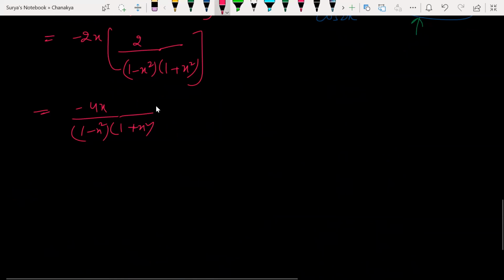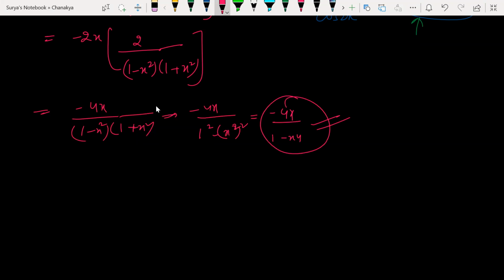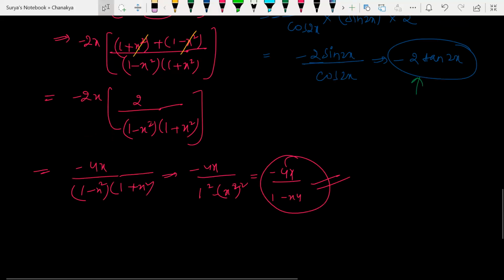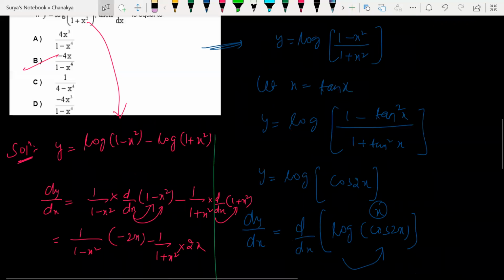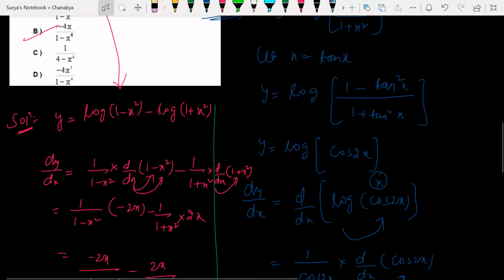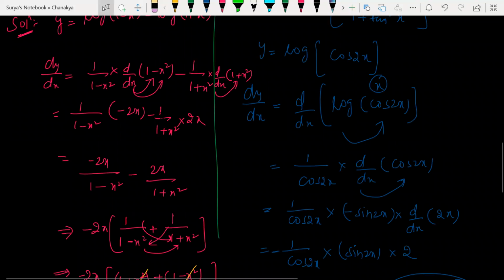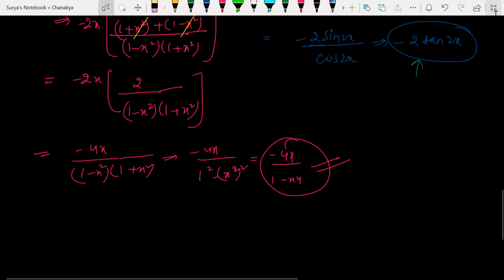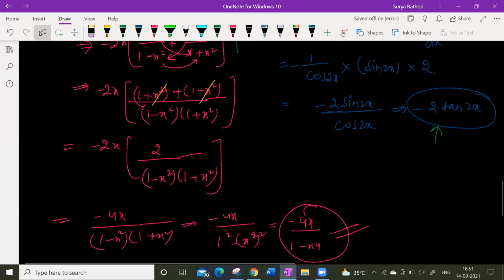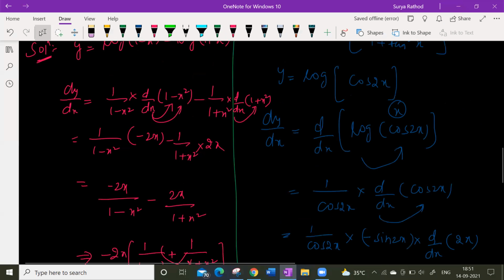It is looking like a plus b into a minus b in the denominator, right? So a square minus b square. So minus 4x divided by 1 minus x to the power of 4. Clear? This is the answer. Any doubts? Any doubts, children? No, sir. Very simple. Write it carefully. You know, this kind of questions you must solve. You must practice. If you have any doubts, you can feel free to ask here.